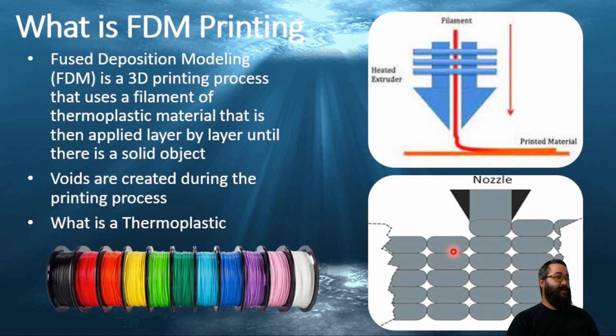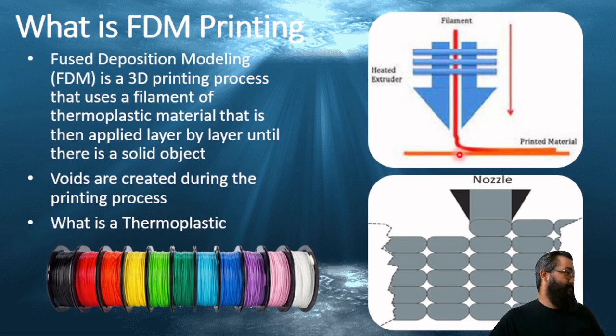So now we get into what is FDM printing. With FDM printing, we use a thermoplastic material that is heated up and then applied layer by layer onto a printing surface. If we look at the top right corner, we can see the path of the thermoplastic that will go through the hot end, or an extruder, that is then layered on a printing surface, and it'll go layer by layer, and that will create your 3D printed part.